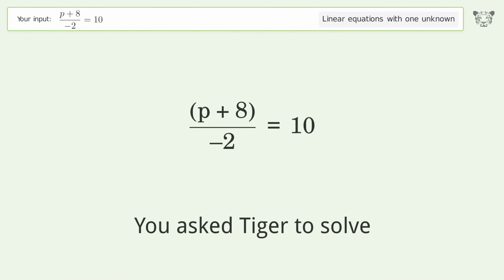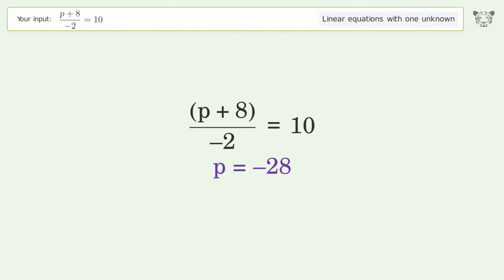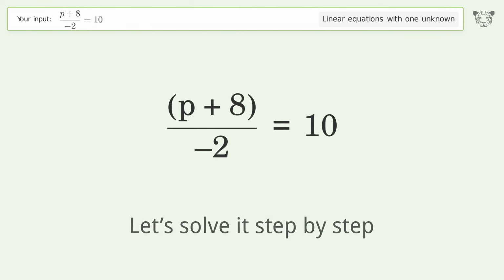You ask Tiger to solve. This deals with linear equations with one unknown. The final result is p equals -28. Let's solve it step by step.